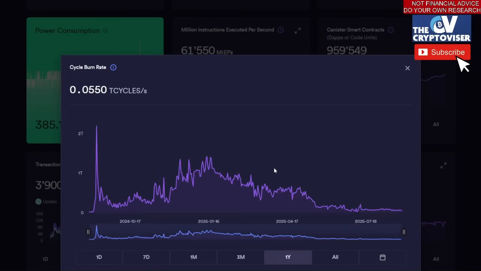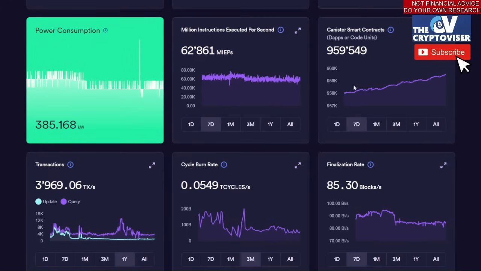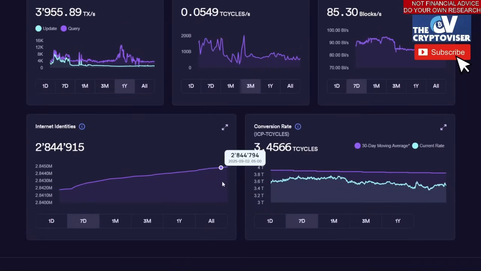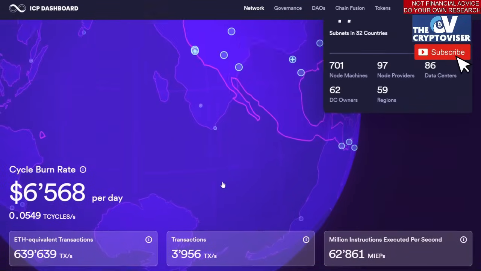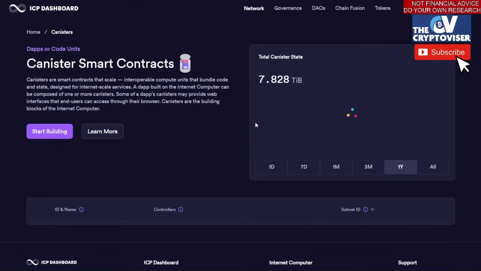Now you can see here the cycle burn rate for Internet Computer. And if we look at just even the last few months, we're starting to see major moves here. Okay, we're going from 0.02 to 0.2. That's a 10x. And we're starting to see that more, not only in the cycle burn rate, but also the ICP burn rate. I just did a video the other day where we went over the ICP burn rate. I don't know if I could pull it here, but I may be able to.